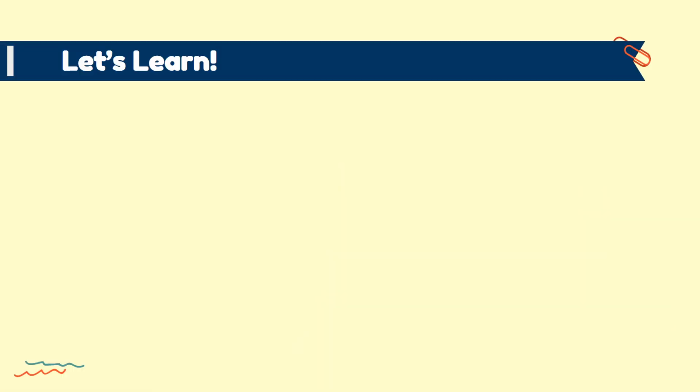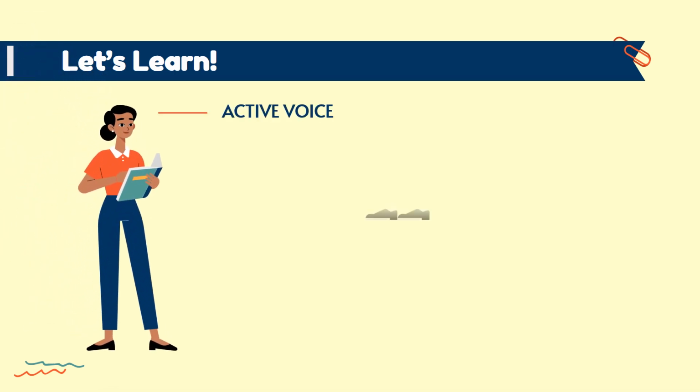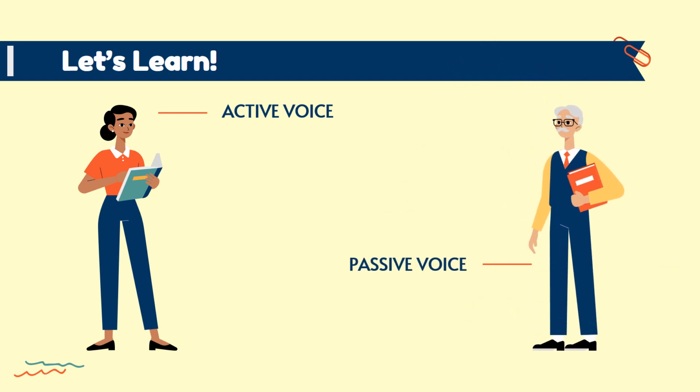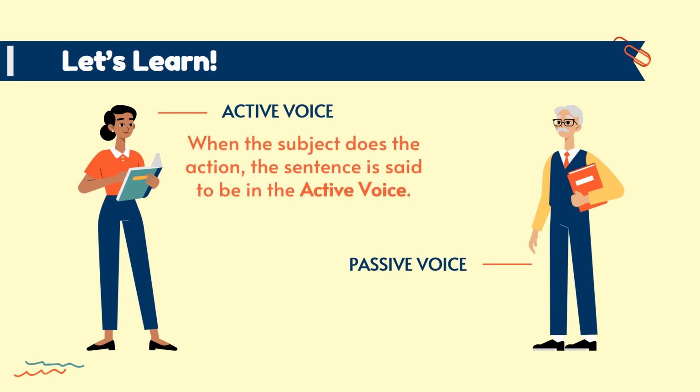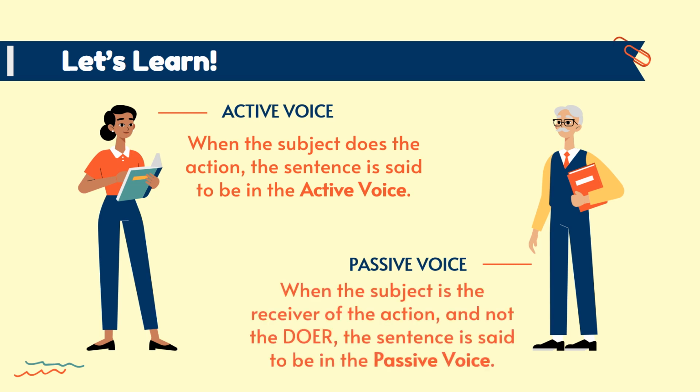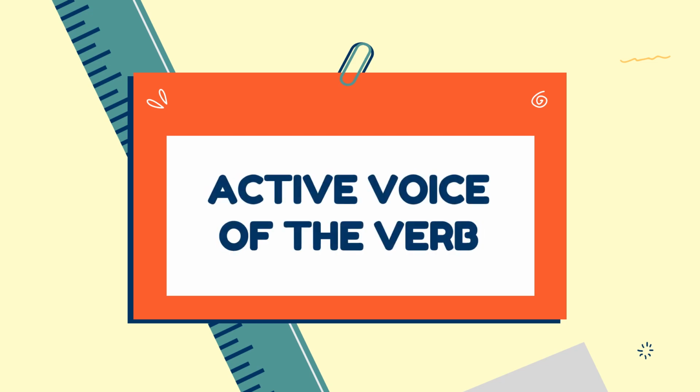Let us learn. There are actually two special forms of the verb. The first one is the active voice, and the second one is the passive voice. In the active voice, when the subject does the action, the sentence is said to be in the active voice. On the other hand, for the passive voice, when the subject is the receiver of the action and not the doer, the sentence is said to be in the passive voice. As we get to know more about these forms of the verb, let's begin with the active voice of the verb.